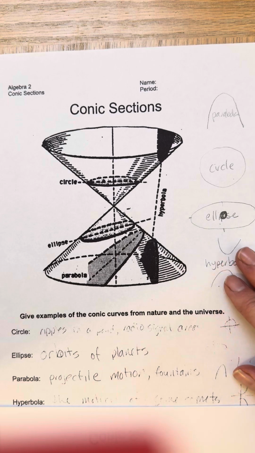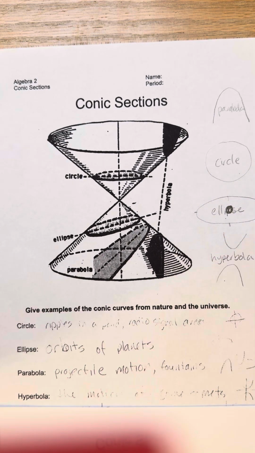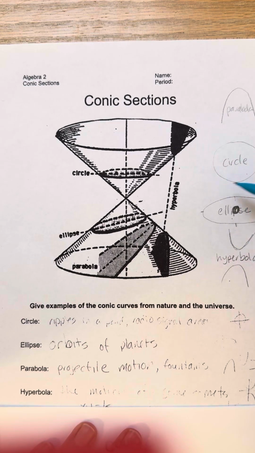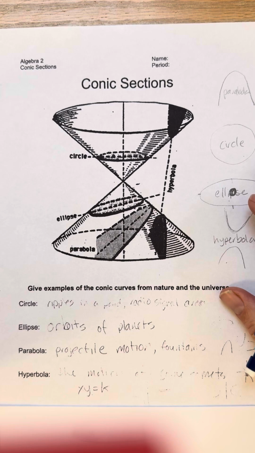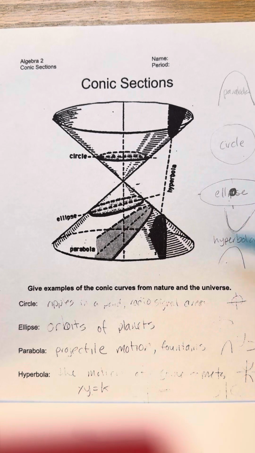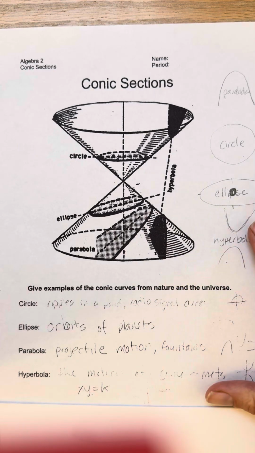Hyperbolas, I think, are the hardest to really think about. There are some planets that have hyperbolic motion, like they come closer and closer and then they go back out, but they never come back again. So they're not an ellipse, but they kind of travel in this sort of path. So those are some of the different applications and just kind of an introduction to the shapes of conic sections.